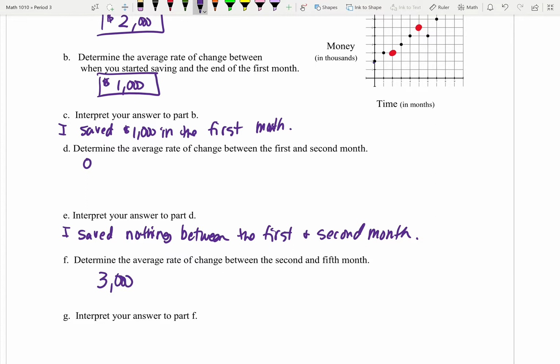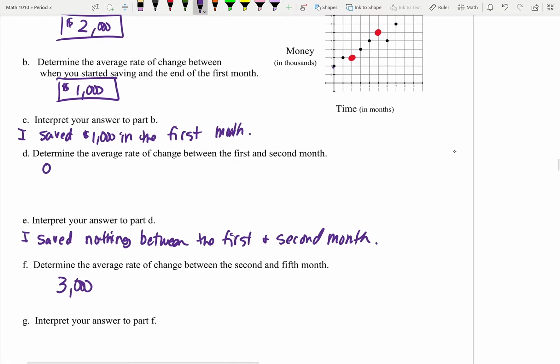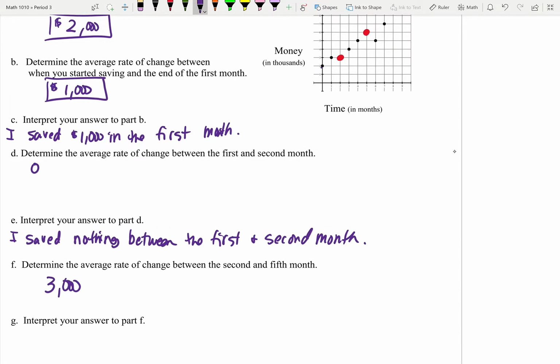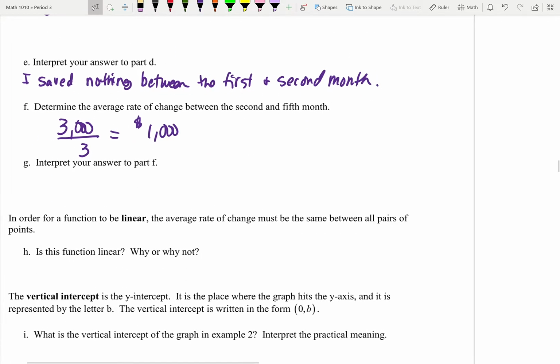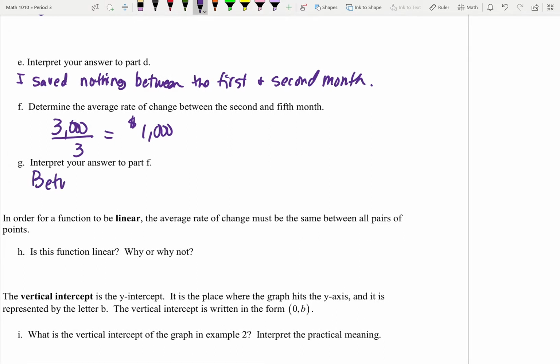That's wrong. What do I have to do to that 3,000? Does anybody know? Anybody? How many months passed? Look right here. Well, let's count. From here to here. 1, 2, 3. So it's actually 3. It's tricky, isn't it? So just count. How many did I go? 3. So the average rate of change is 1,000. Okay? Interpret your answer. Between the second and fifth month.